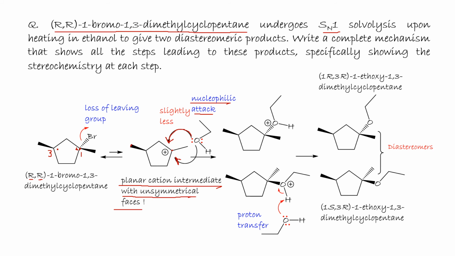From up will form this oxonium ion. From down we will have this oxonium ion. Then proton transfer by another molecule of ethanol, taking the hydrogen out, leading to the formation of 2S3R, or if this one will be 1R3R, 1R3R and 1S3R are diastereomers.